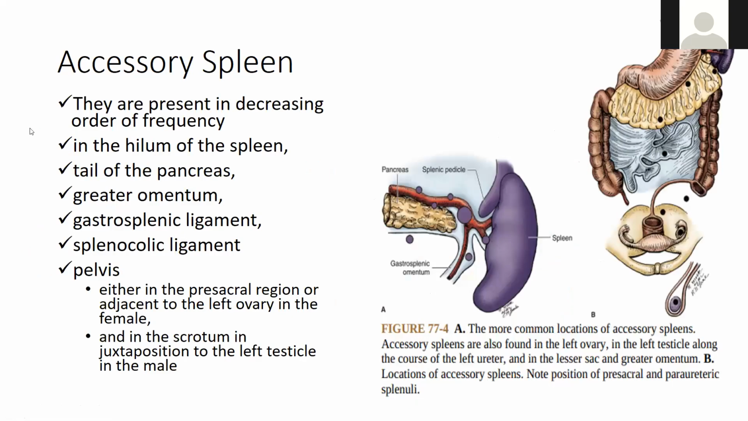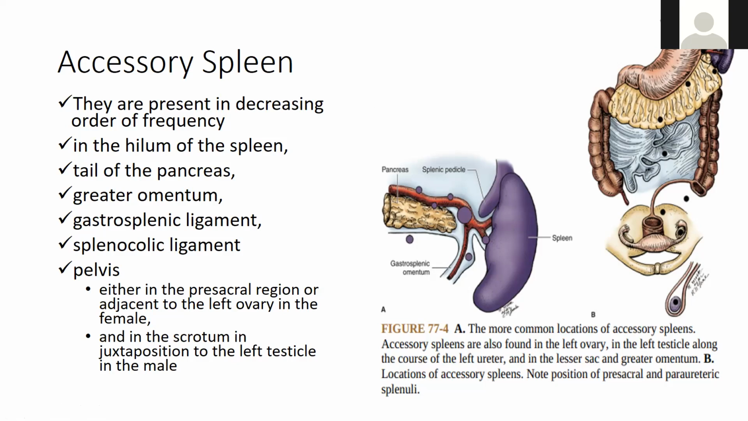This is something very important to know, especially when you do a splenectomy in patients who have an underlying hematological cause for the splenectomy, because these are the areas that you look out for an accessory spleen, and they're all to do with the embryological derivatives when the spleen is formed.